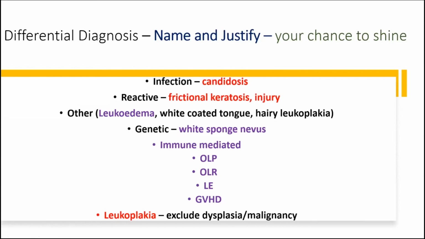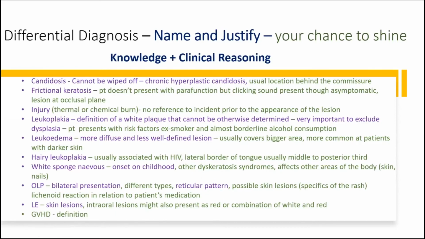So you got your pass, you've mentioned, let's say 5 or 6 conditions, and you got your honors, but you really want that distinction. So the distinction you will get by knowledge and clinical reasoning. So what would that be? You can say it could be candidosis, but as it cannot be wiped off, it could be the type of candidosis called chronic hyperplastic candidosis, which the usual location is behind the commissure. You can give more details.